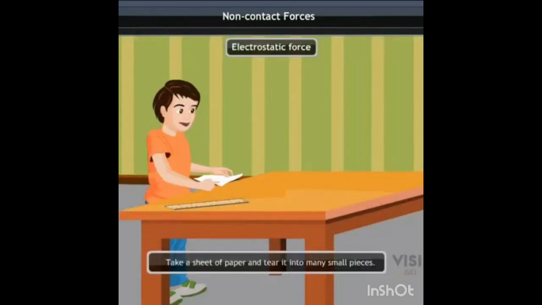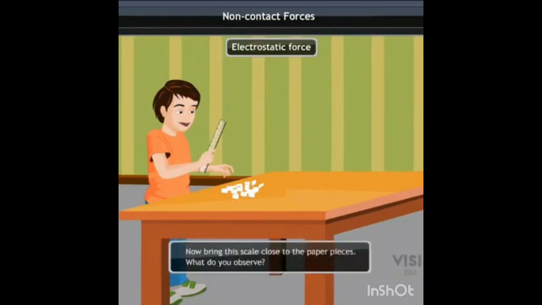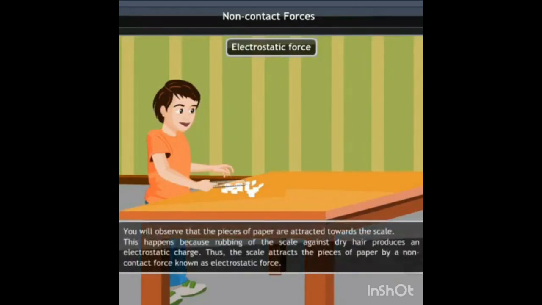Electrostatic force. Take a sheet of paper and tear it into many small pieces. Now rub a plastic scale against your hair. Make sure your hair is dry. Now bring the scale close to the paper pieces. What do you observe? We observe that the pieces of paper are attracted towards the scale. This happens because rubbing of the scale against dry hair produces an electrostatic charge. Thus, the scale attracts the pieces of paper by a non-contact force known as electrostatic force.